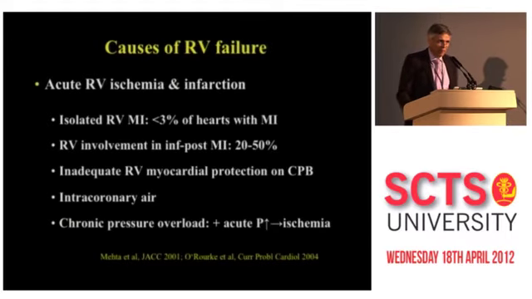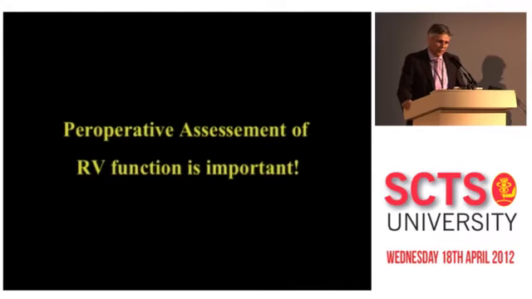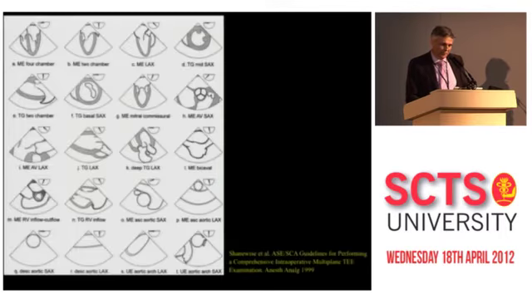Intracoronary air may also primarily affect the right side of the heart because of the location of the coronary ostium. And then it has also been shown that patients with chronic pressure overload may have an acute ischemia in a perioperative setting when additional pressure comes into the system of the right ventricle. Excuse me. So, right ventricular function is important, and of course also assessment of right ventricular function.